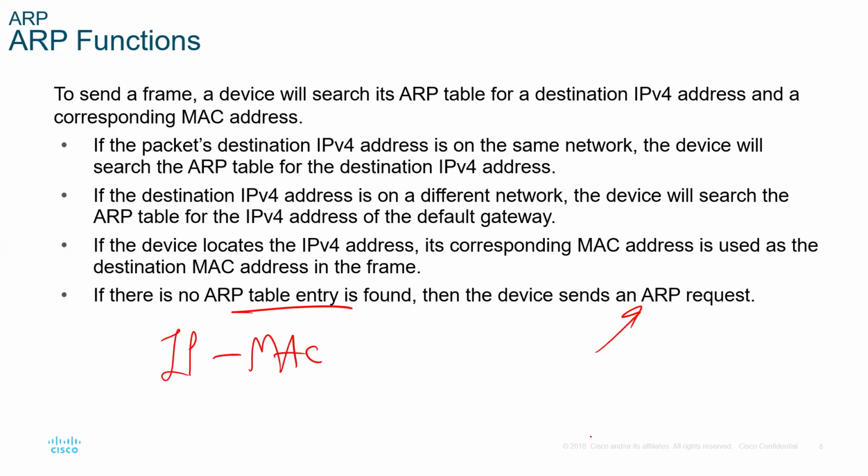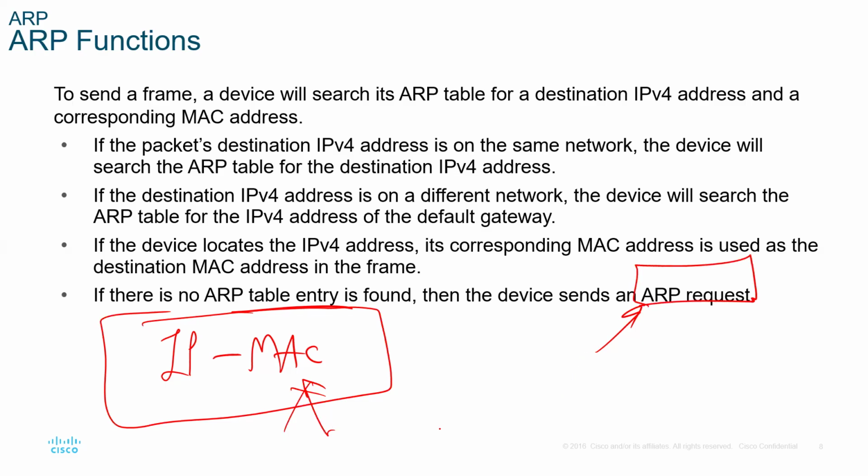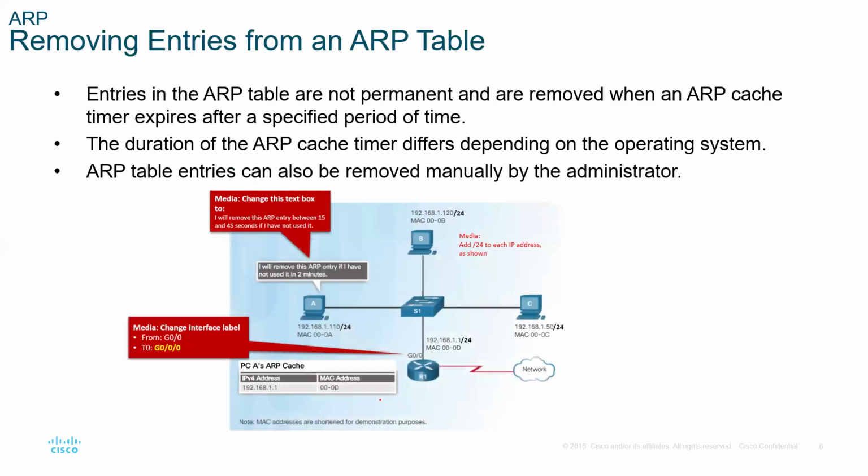Basically a message saying, I have this IP address. Who does it belong to? Then the device that has that IP address responds with its MAC address. And that's how we get to map. Then when it responds, the entry is entered in the ARP table and we have this. Next time when you want to communicate, we don't have to send this ARP request again. We just look in the table and voila, we have our mapping.